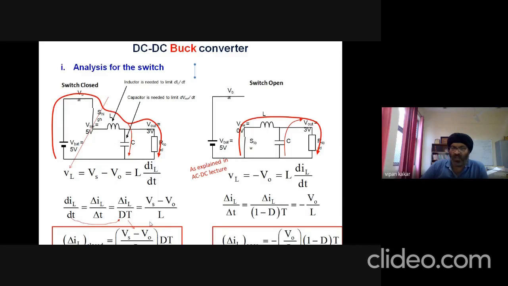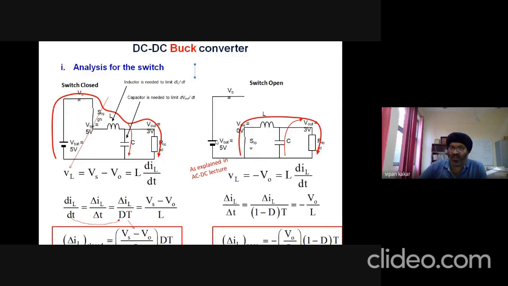So for the total turn on time of the switch S high, this is the voltage across the inductor. Rearranging it further, what is the total change in inductor current when the switch is on, which is also called closed? We get Vs minus Vo divided by L multiplied by D into T. So this will be the total change in inductor current when we have turned on the switch.